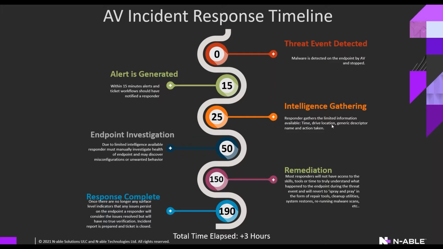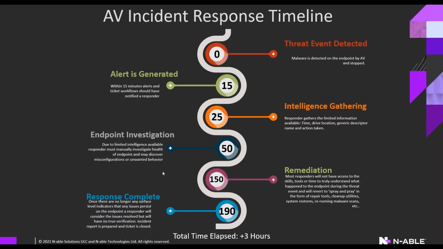And if you're using something like we have with the traditional AVs, well, the only thing you're really going to know is the time, the drive location, a generic descriptor of whatever the AV decided to call that threat, and the action that was taken, detected, quarantined, whatever. But that's all you get. You don't really know what happened to the endpoint during this event.